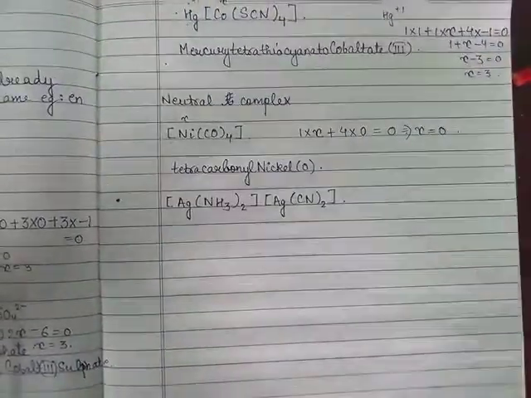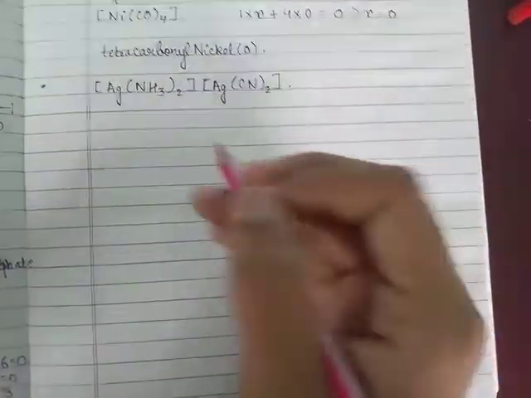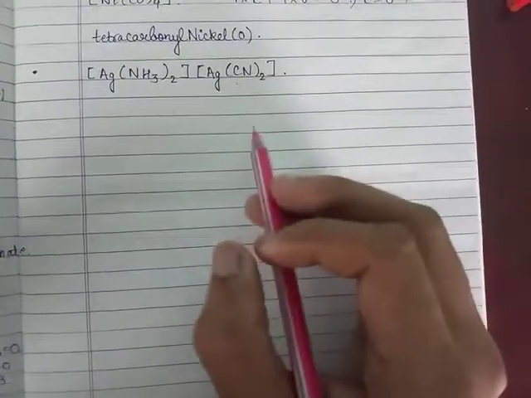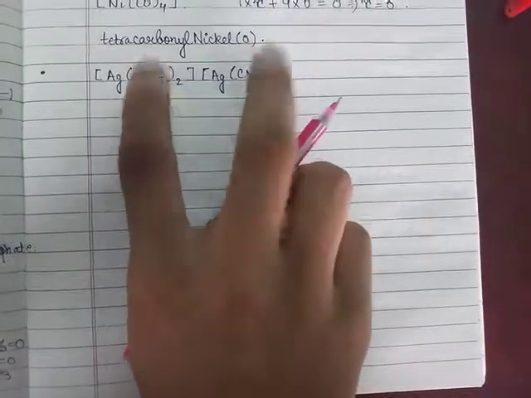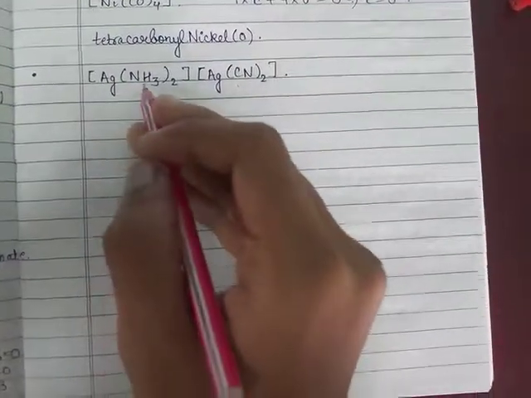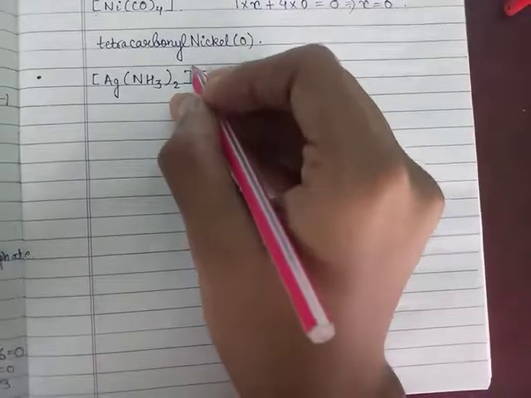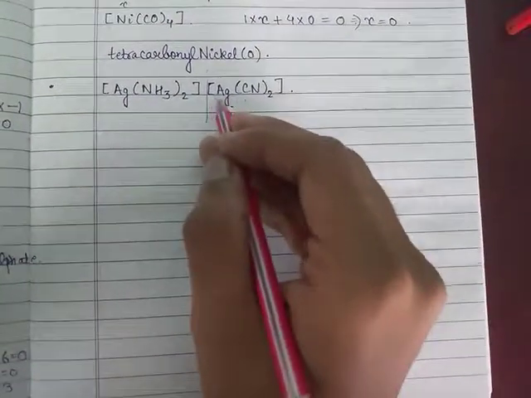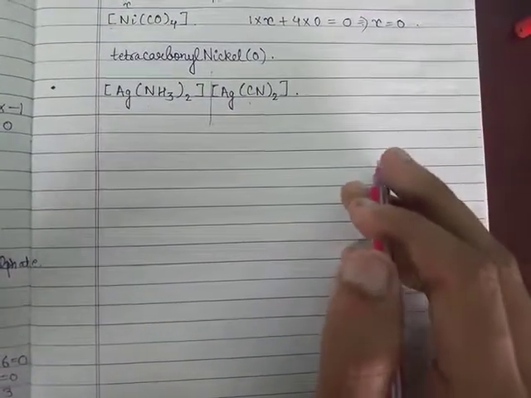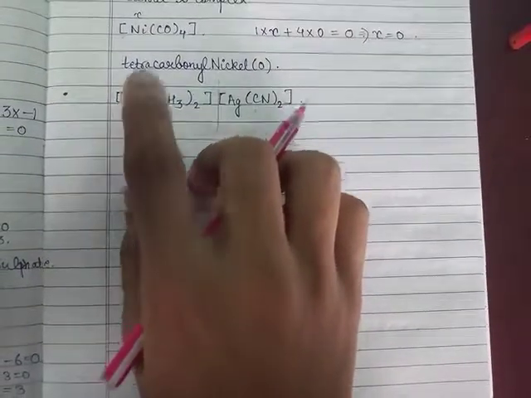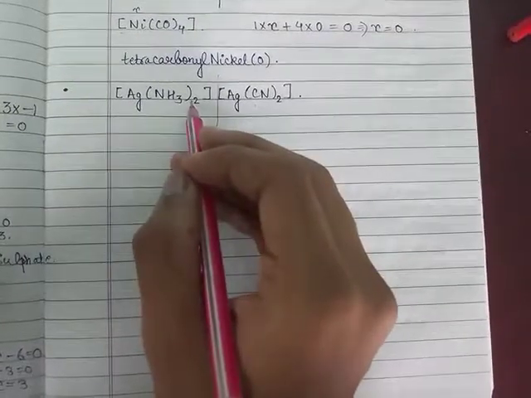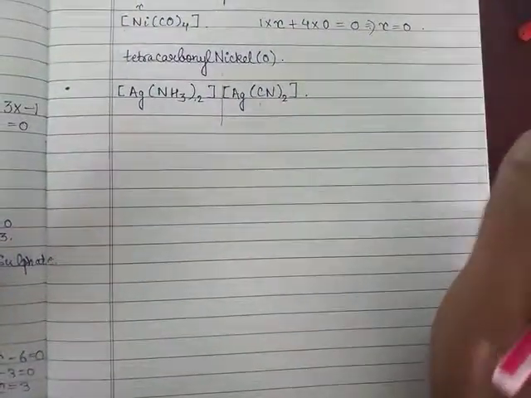Now moving on to the next example. This example includes two complexes together in a single compound. When these two come together, the one which comes earlier acts as the cationic complex, and this part acts as the anionic complex. Always the one which comes first is named first. So we'll name this first. Since this part acts as a cationic complex, name this just like a cationic complex.